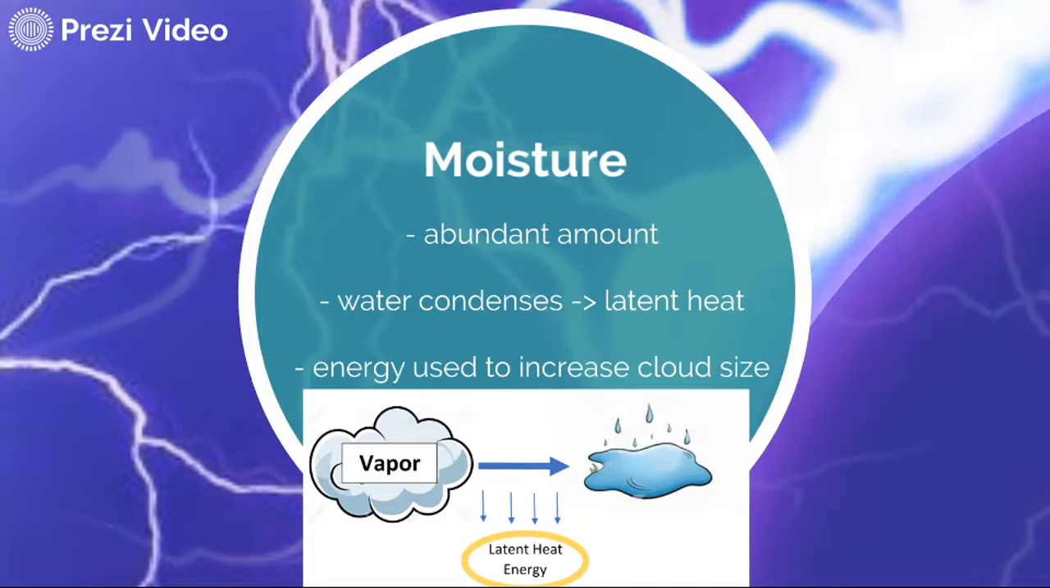So the more water in there, that means that more water can condense, meaning that more latent heat can be produced, meaning that it's going to take longer for the air mass to achieve equilibrium and the cloud is going to be bigger. This energy, right, like I said, is used to increase cloud size.